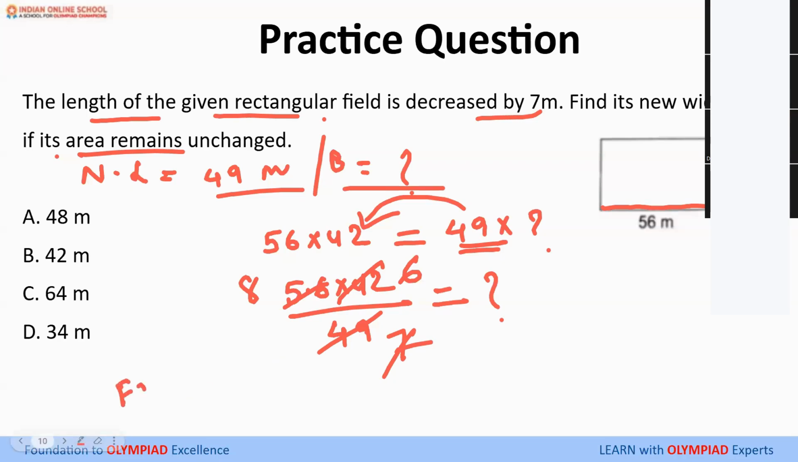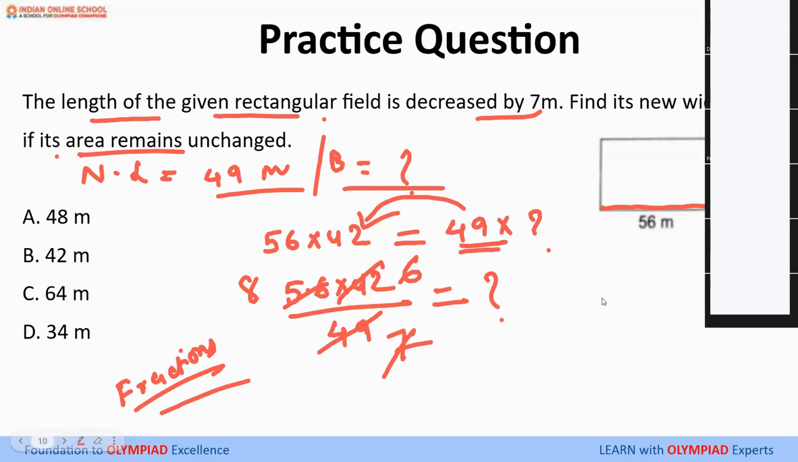First, I crossed out 49 and 56 by 7. I hope you have done this in fractions, reducing to the lowest term, simplifying and bringing to the smallest term, right? You can cross out both the numerator and denominator by the same number. So I crossed out 56 and 49 by 7. Then again, this 7 I used to cross out 42. So I have times 6, that's 48 meter as the answer. Understood, everyone? Yes, ma'am.